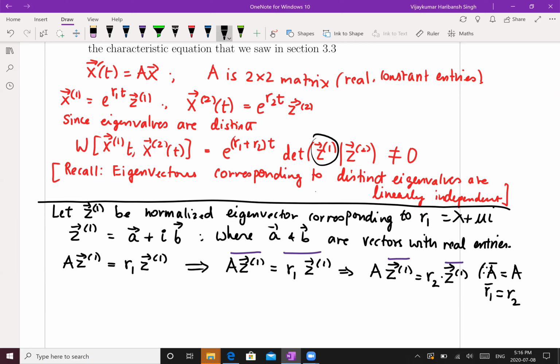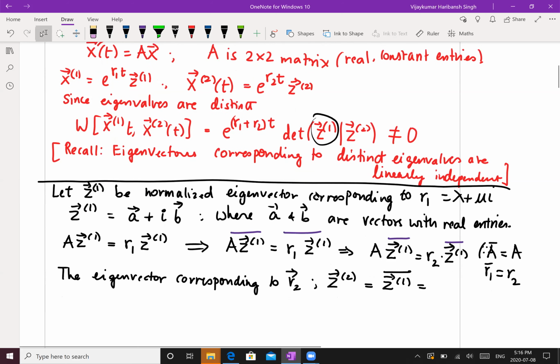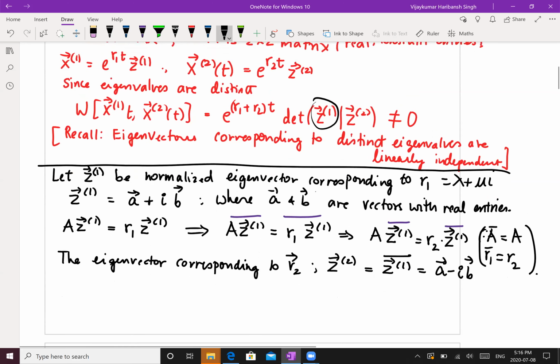Okay, so this means the eigenvector corresponding to r2, say called Z2, is Z1 bar, which is going to be the vector A minus iB. Okay, so this is the setup. So now we want to have real solutions. How do we get to the real solutions?